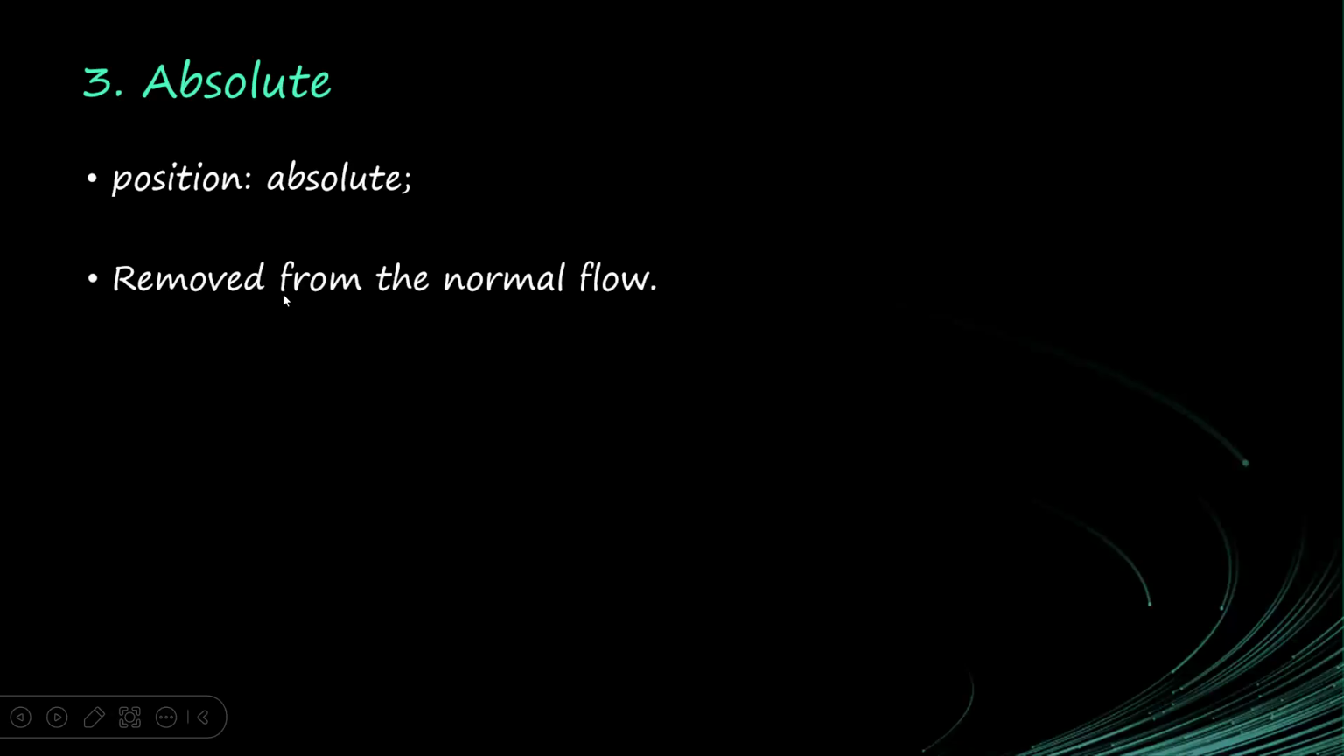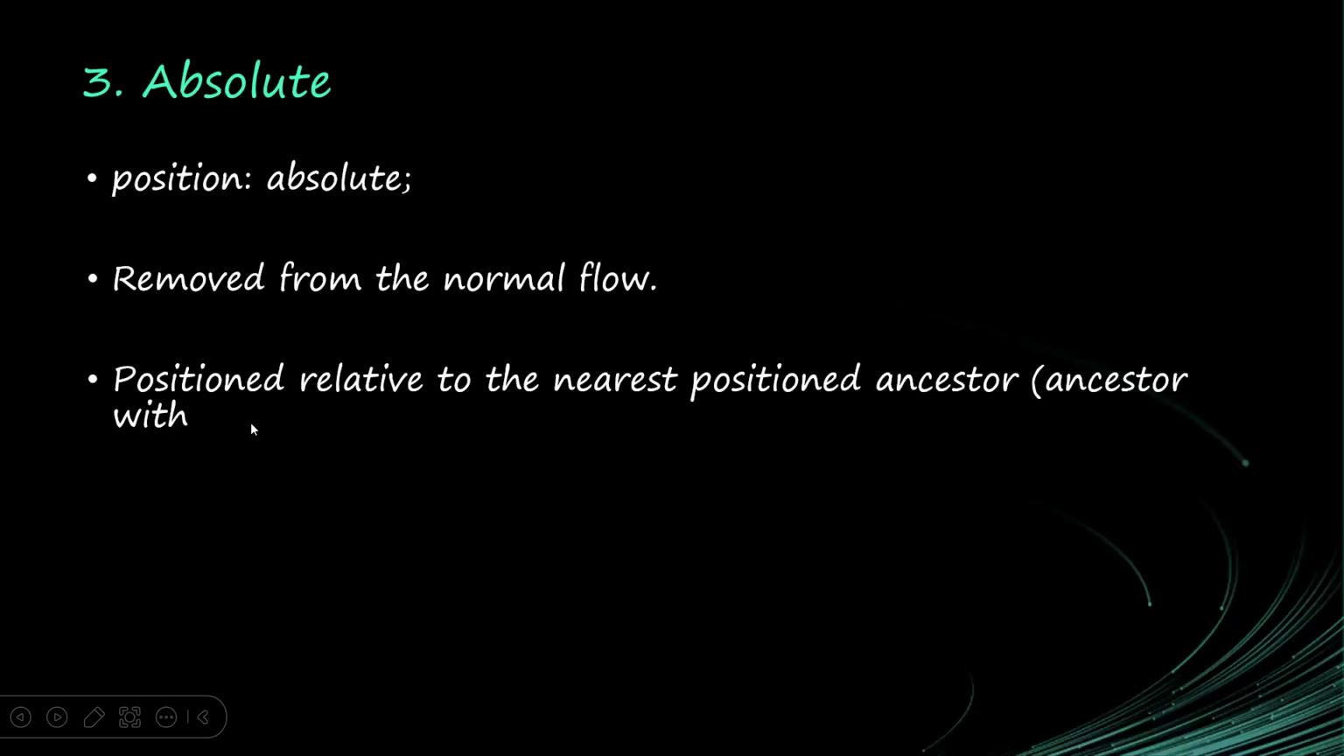it will remove the element from the normal flow. The relative does not remove it, it preserves it. But when you change it to absolute, it would remove it from the normal flow. That space will no longer be reserved and it is positioned relative to the nearest positioned ancestor. So this nearest positioned ancestor has to be relative, absolute, fixed, or sticky.